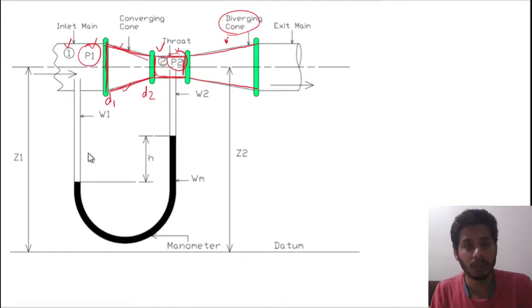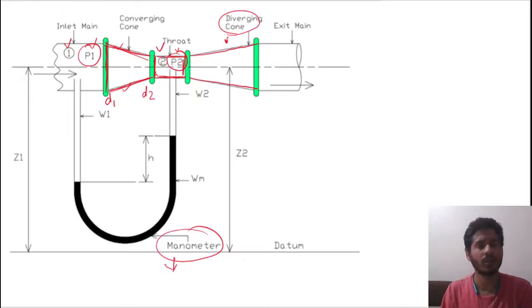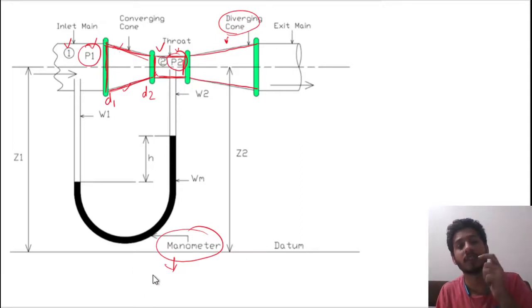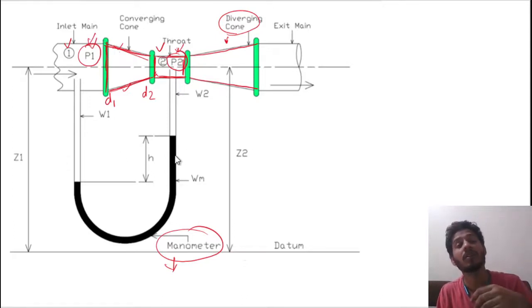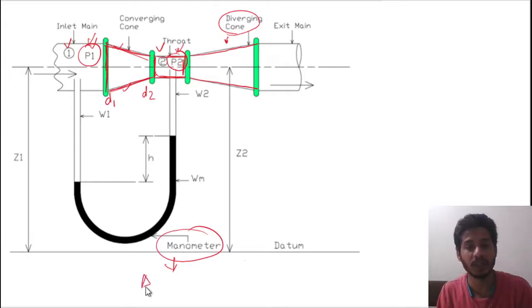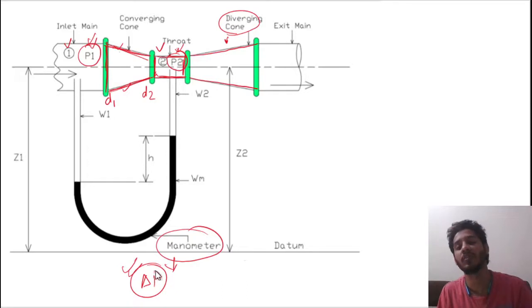Due to the pressure difference, we have also connected one manometer. What is a manometer? I think you have already studied it earlier. A manometer is basically used to measure the pressure difference. I have said there is a pressure difference, but how will we come to know the amount of pressure difference? So this is the device which is used to measure it. There are many types of manometer, inverted and so on. This is the U-tube type.